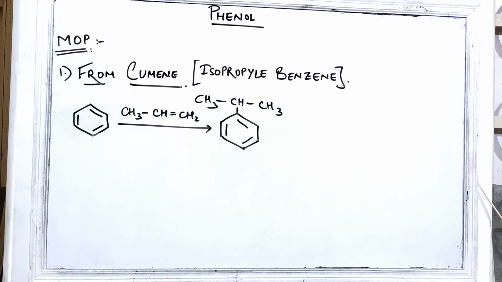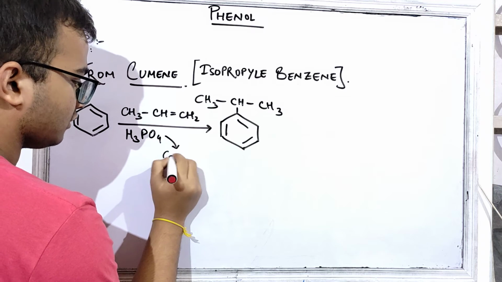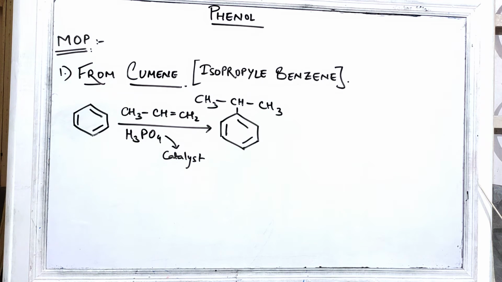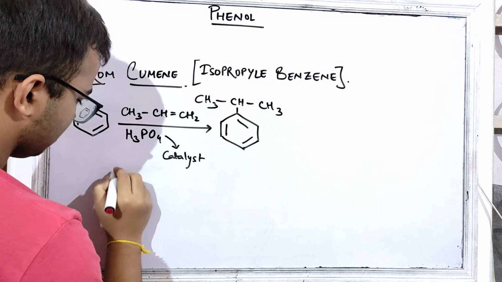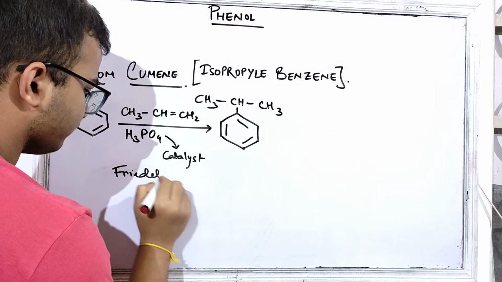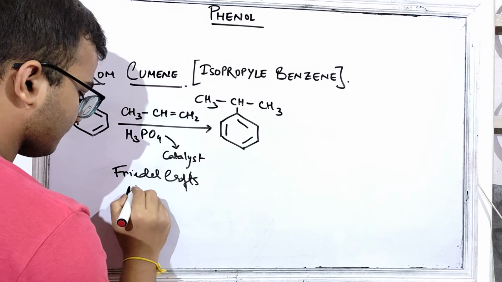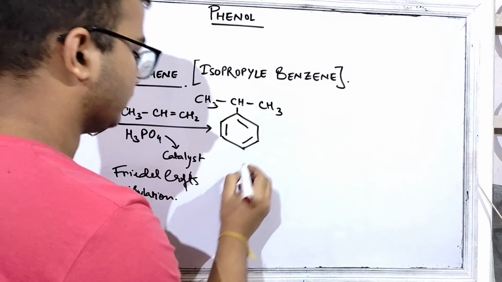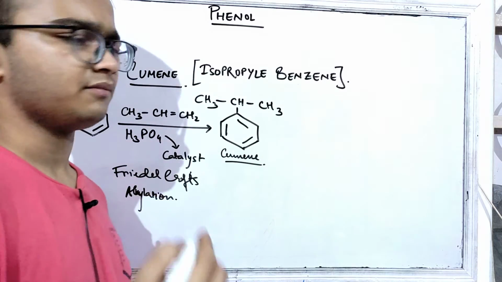All right, this is called cumene. Now in this we take H3PO4 as a catalyst, and this is also called the Friedel-Crafts alkylation, the Friedel-Crafts mechanism which is followed here. So clear. So this is my cumene. You can also call this the preparation of phenol from benzene.